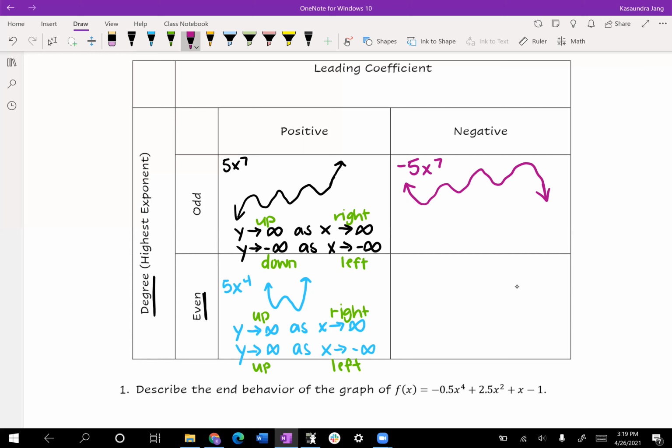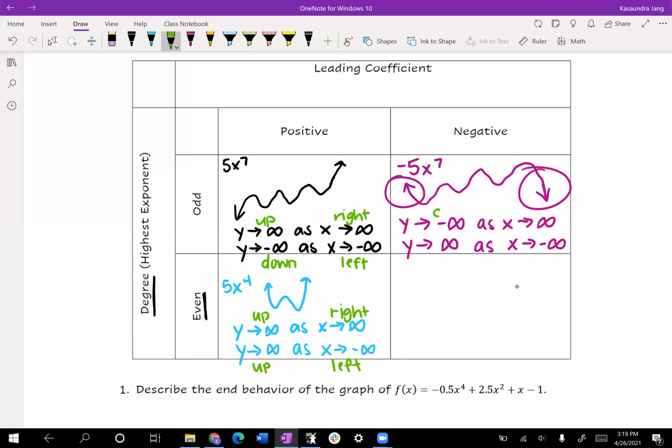But this is still going to be my end behavior. The ends right here. The y is going to negative infinity, like it's going down, as my x goes to positive infinity, like on the right, it's going down on the right. Now let's describe the left side. Y is going to positive infinity, like it's going up, as x goes to negative infinity, goes up on the left, is basically what this is saying.